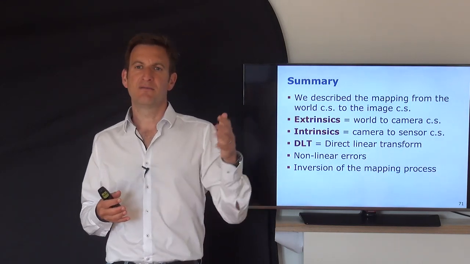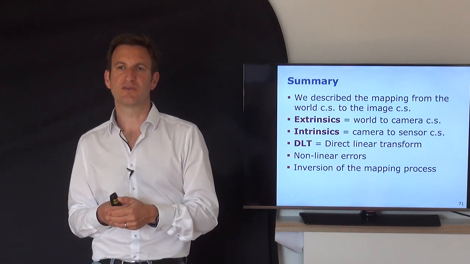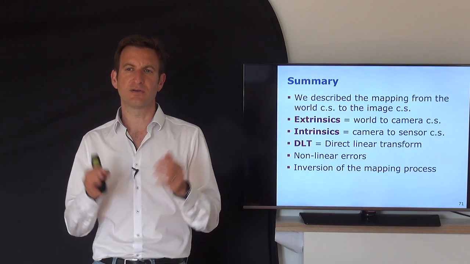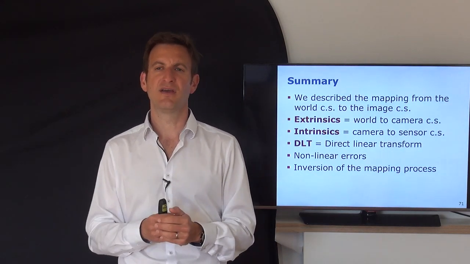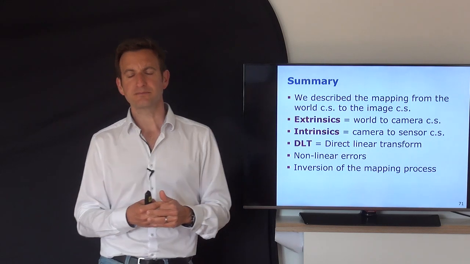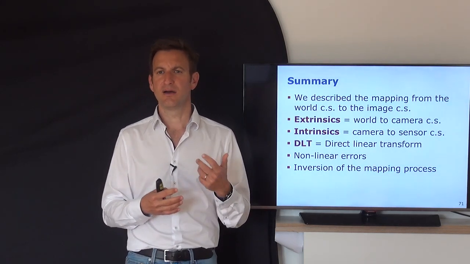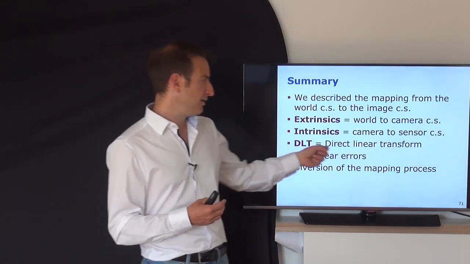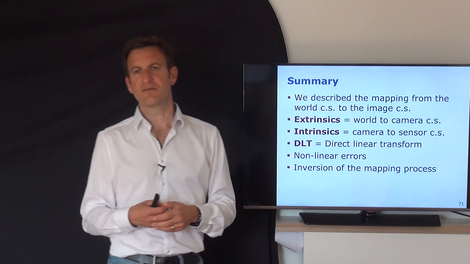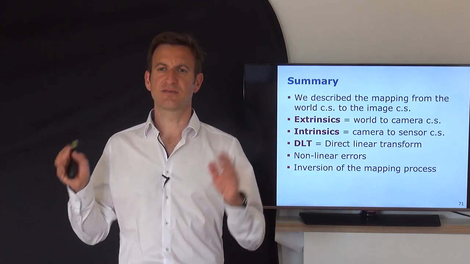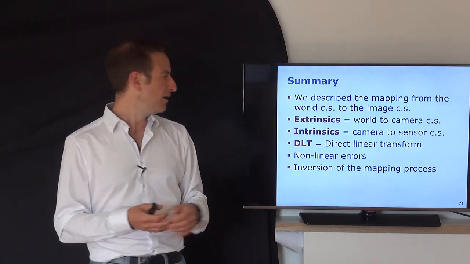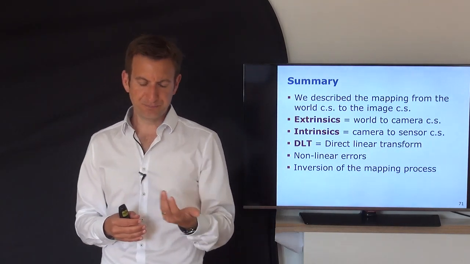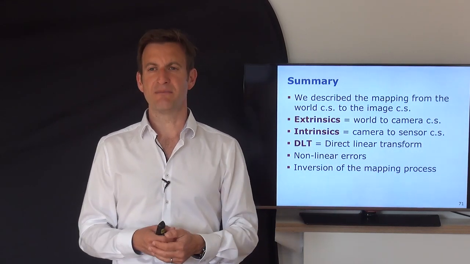So the mapping from the camera coordinate system to the sensor coordinate system, taking potentially nonlinear errors into account, although those 5 intrinsic parameters that we have been using here are those which don't take into account any nonlinear errors. This is described as a DLT, this 11 degree of freedom transformation, x equals Px. That's what we refer to as the DLT. We then also looked a little bit into the nonlinear errors, at least the spiral distortion, and how the inversion of the mapping process looks like.